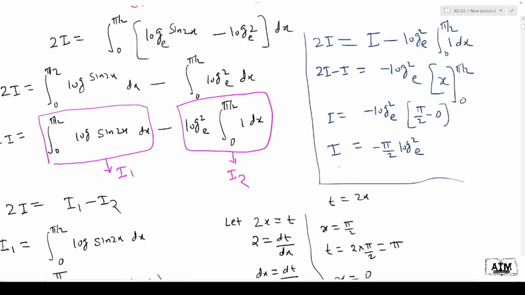If you wish to remove the negative symbol, then pi by 2 as it is, here is a log, and in place of 2 you can write log of 1 upon 2. This is the final result.